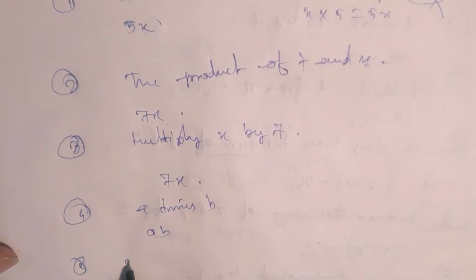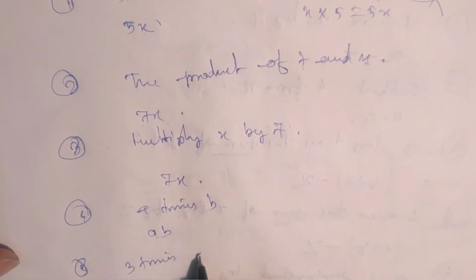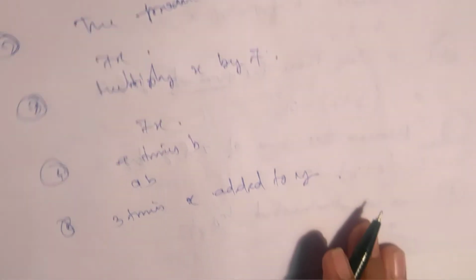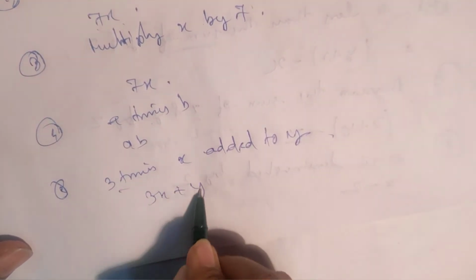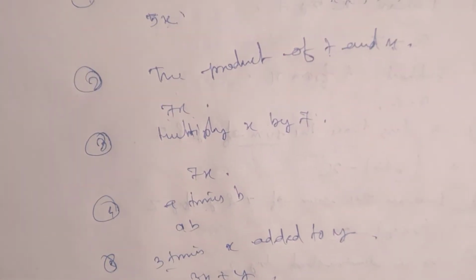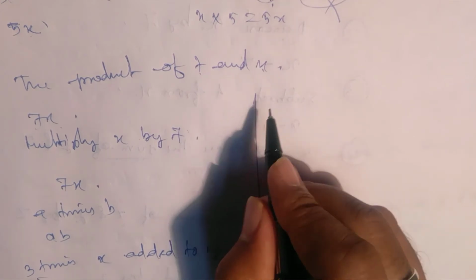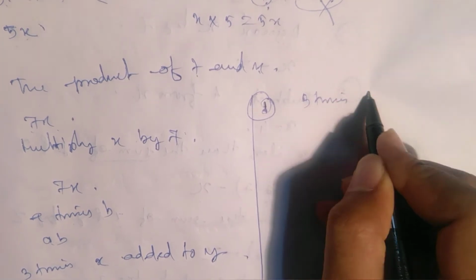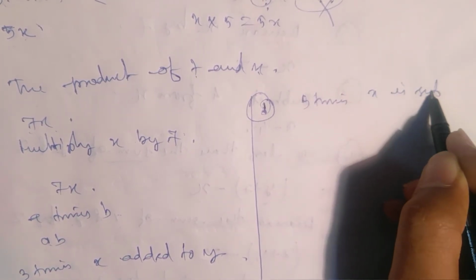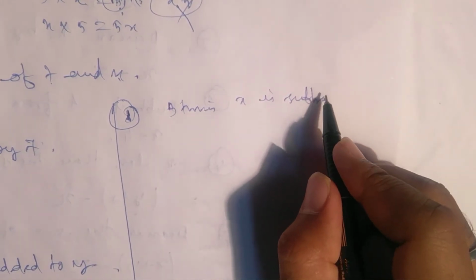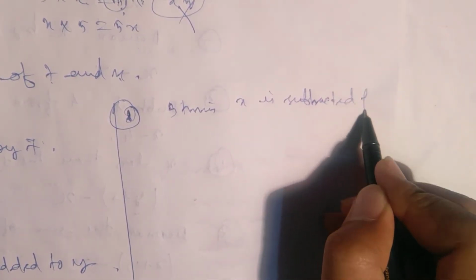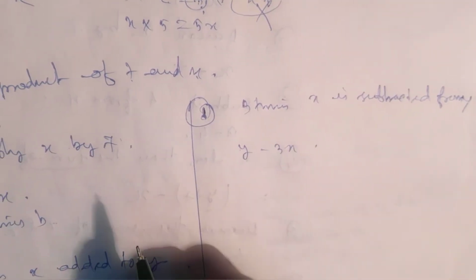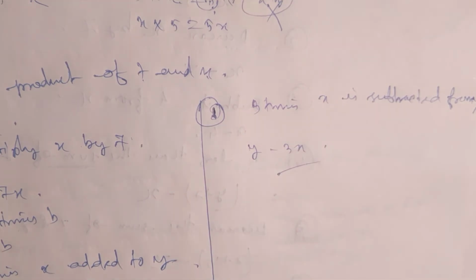Now next question, 3 times x added to y, that means 3x with y added, so 3x plus y. Now if we go for the 6th number, like 3 times x is subtracted from y, so y will come first and then minus 3x. This is your answer, y minus 3x.